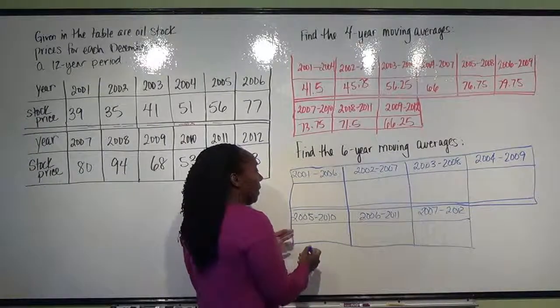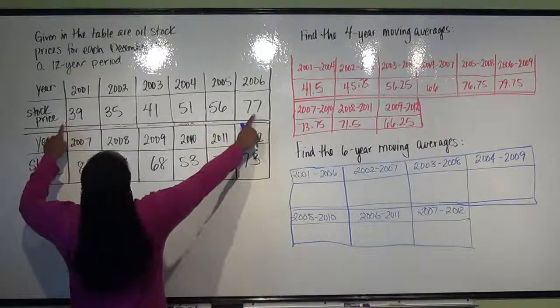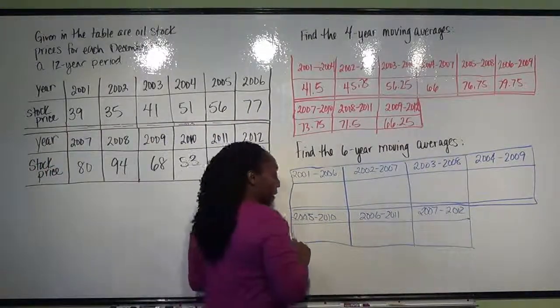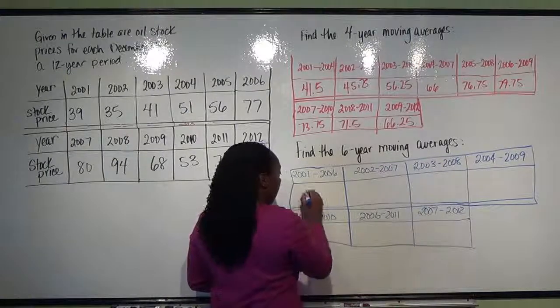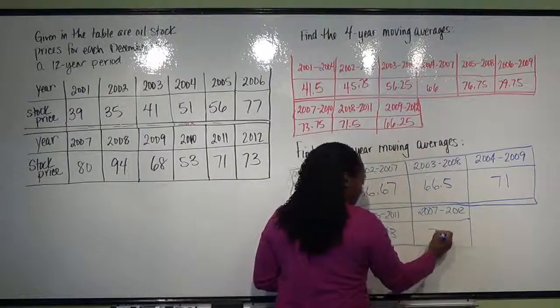So here again, same thing. I'm going to take the first 6 years. So I'm looking at these 6 data points. I'm going to add them up and divide by 6. Okay? And so doing that, I'm going to get a 49.83, and lastly 73.17.